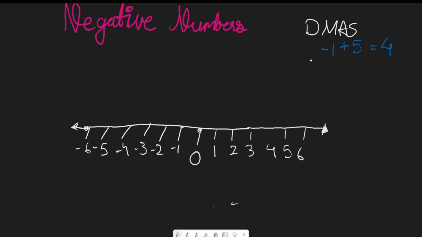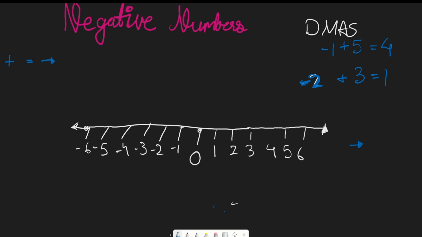Let's look at another example. -2 plus 3. So you're going to locate -2 and move 3 steps to the right. You get positive 1. So until now, if you've noticed, whenever we have addition, we move to the right. So let's write that here. Addition means you move to the right.